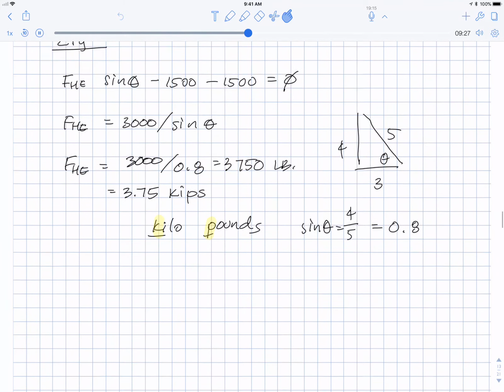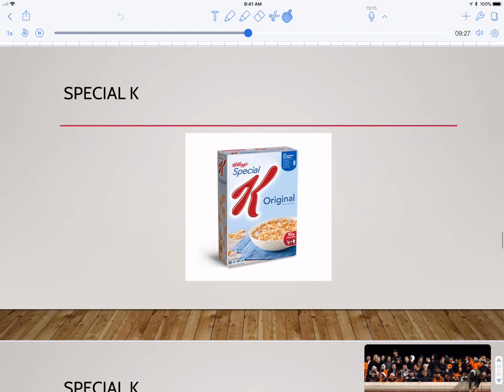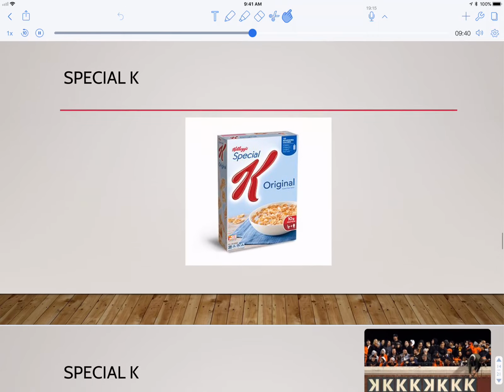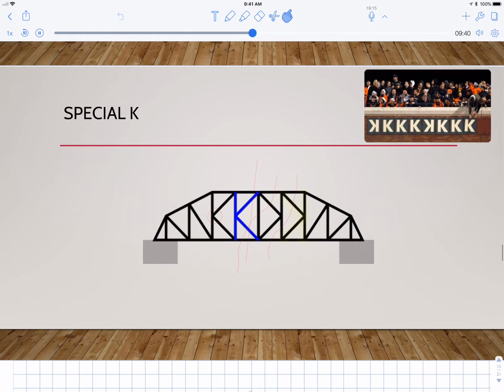Next, I want to talk about a type of truss that is impossible to slice through just three members. They're very special. They're called K trusses, and it makes me think of the cereal Special K. This is a K truss, and it gets its name because you can see K's in there. See, there's a K going forward. Here's a backwards K over here.